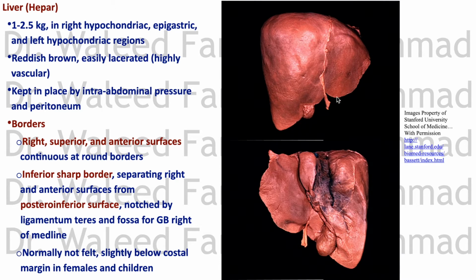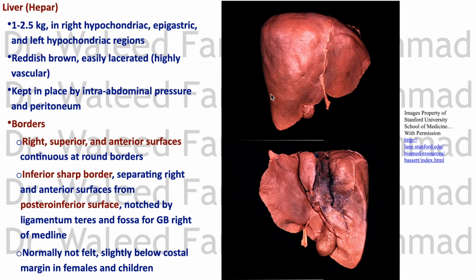This is the inferior border, and it's notched by the ligamentum teres on its way to the back of the liver, and demarcates the beginning of the attachment of the falciform ligament, the one you see here. See, this is the posterior view. This is the fissure for ligamentum teres, and at the front you can see the falciform ligament.